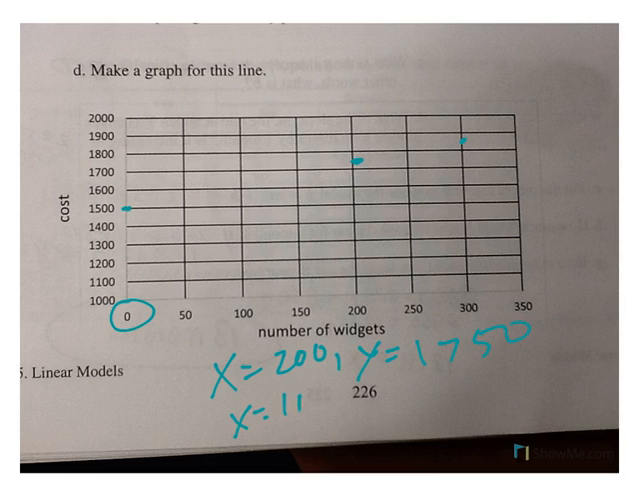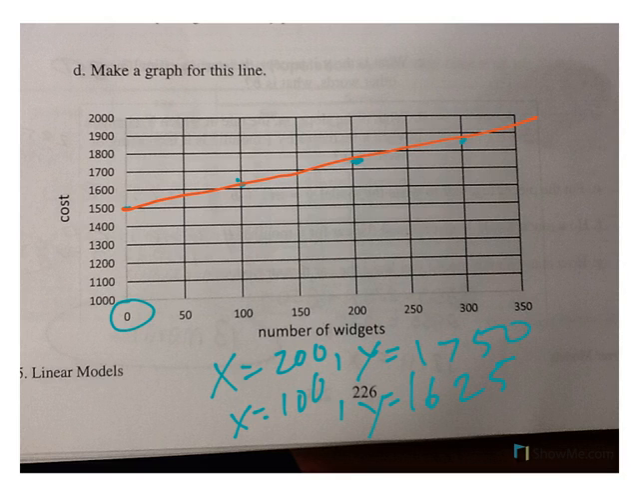And if you pick x is 100, you get 1,625 for y. So I just picked a couple more points, and now you can see I have a pretty nice line. So I can start at 1,500 and draw through my points. And notice we have linear because it depends on the number of widgets of what you're going to get.